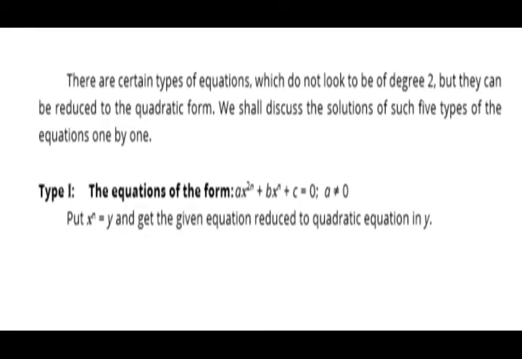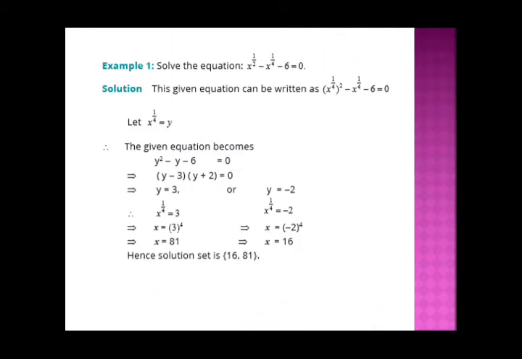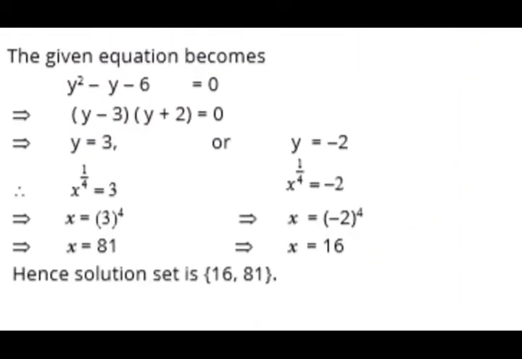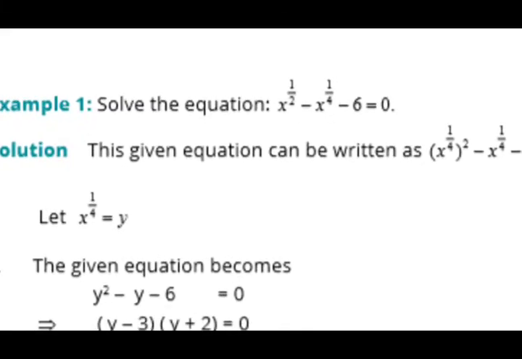Type 1, we have an equation like ax to the power 2n plus bx^n plus c. Here we let x^n equal to y and get the given equation reduced to the quadratic equation. This is an example.